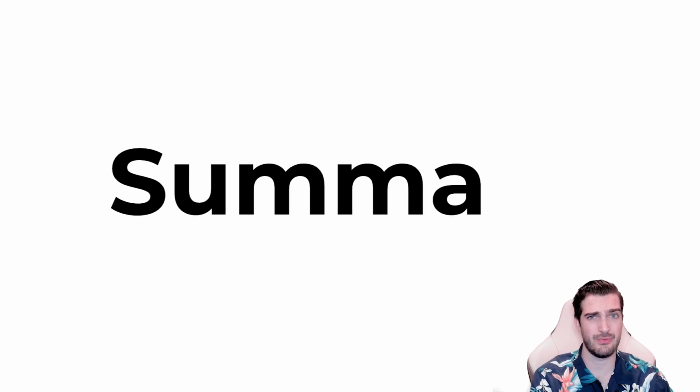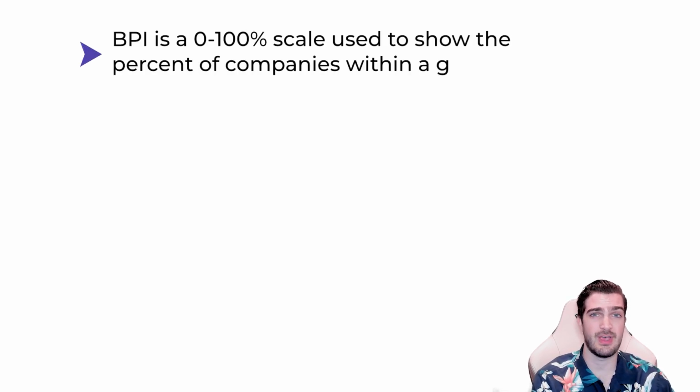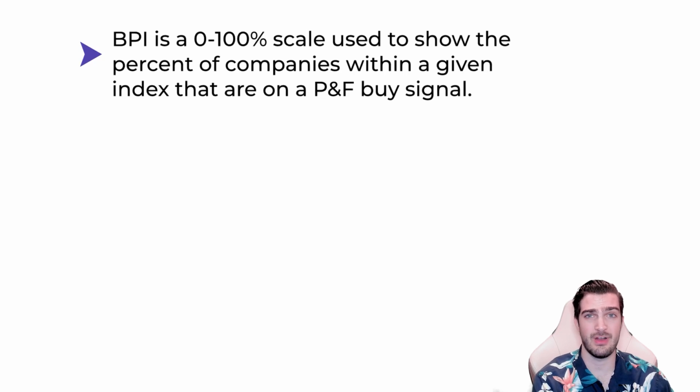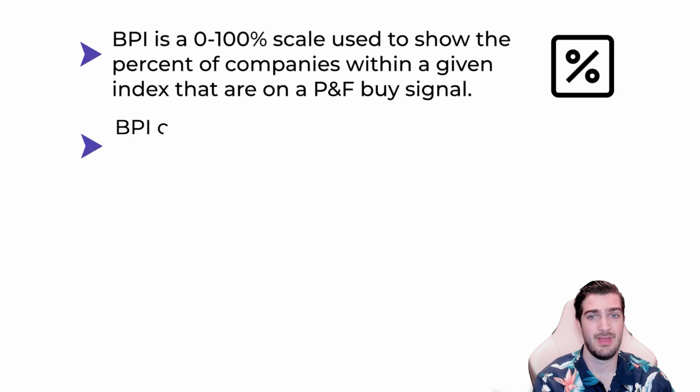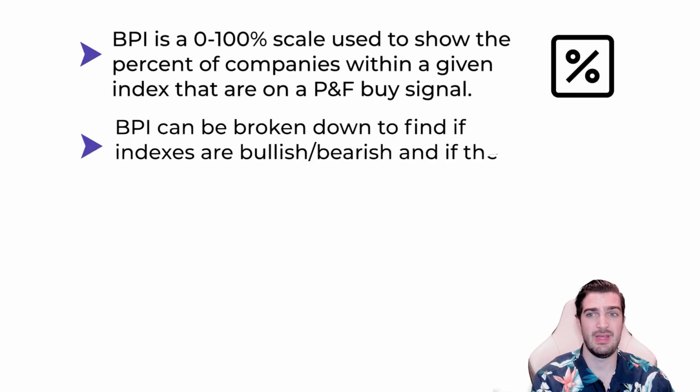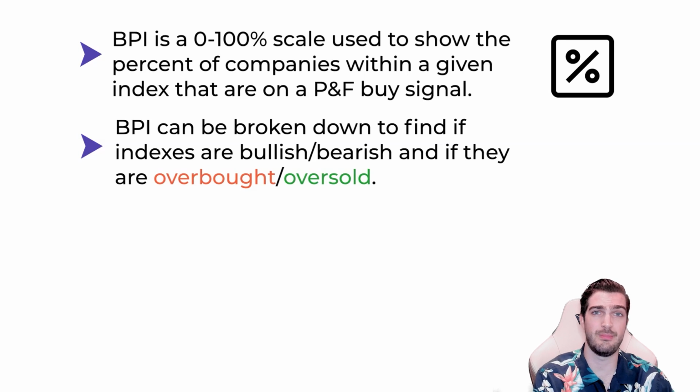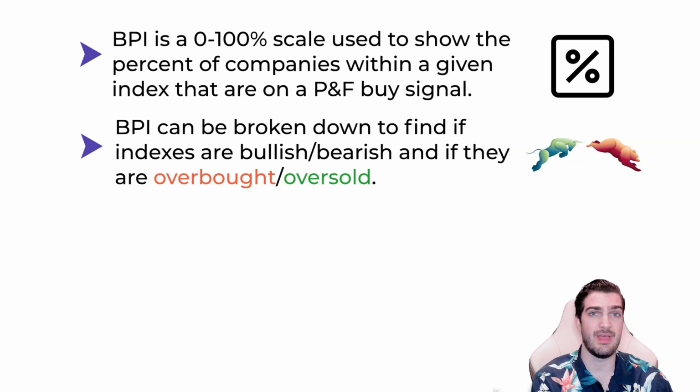We've covered a lot of information in today's video, so let's quickly review what we've learned. We learned that BPI stands for Bullish Percent Index, a 0 to 100% scale that we can use to show what percent of companies in a given group are currently on point and figure buy signals. This BPI can be broken down into indexes that are either bullish or bearish, depending on if the BPI is above or below 50%. We can also break out that BPI into sections of overbought, neutral, and oversold.